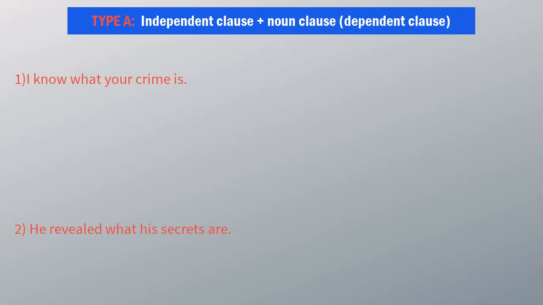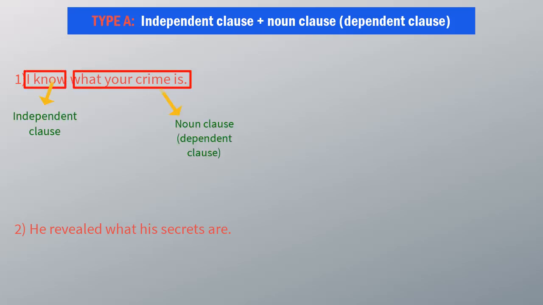Case number 1. We have a complex sentence where the dependent clause works as a noun. Okay, look at the first example. I know what your crime is, or I know what crime you've done. So it's a complex sentence. We have an independent clause, I know, complete sentence. It has a subject, I, it has a verb, know, complete sentence. What your crime is or what crime you've done, that's a dependent clause. Okay, what is the subordinating conjunction? Your crime is the subject of this clause and is the verb. Okay, now it's working as the object of the verb know. I know what your crime is.